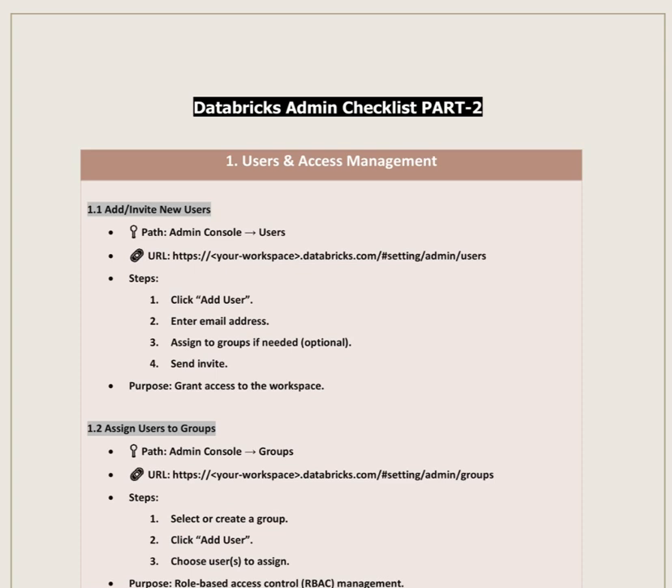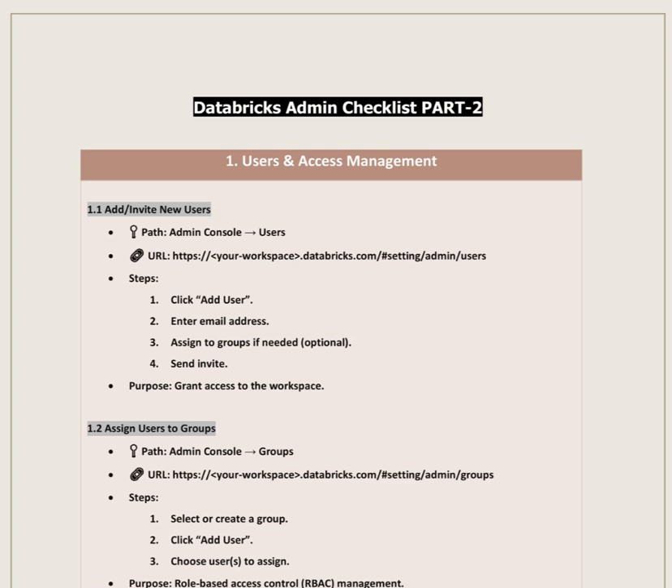Exactly. So where does the checklist kick things off? All right, it starts right where you'd expect, the front door. Users and access management. Controlling who gets in, what they can do. The absolute foundation. I mean, if you don't get identities and permissions right, nothing else really matters security-wise. Makes sense. The checklist hits the basics first. Add in users. Right. Usually in the admin console, under users, just pop in their email. Simple enough. But you don't want to manage permissions one user at a time, right? That sounds like a nightmare.